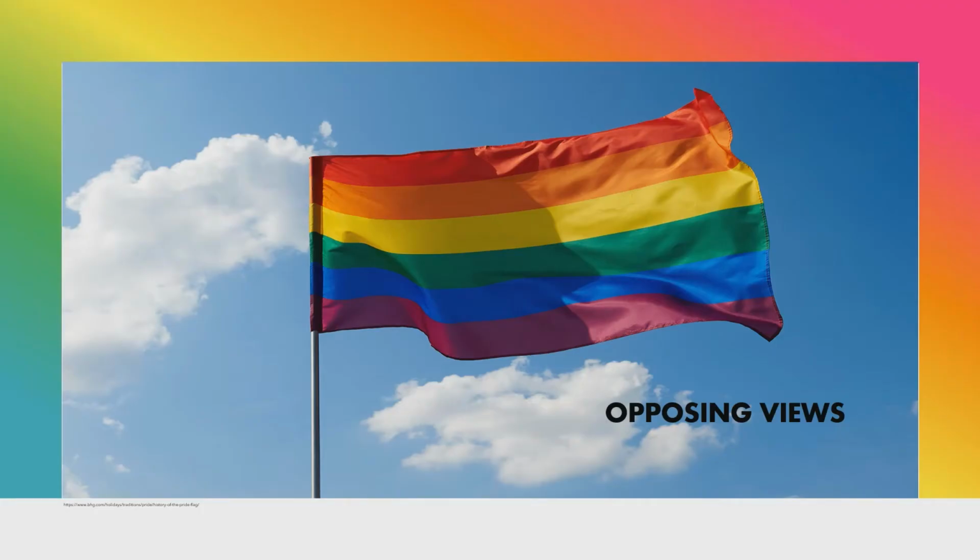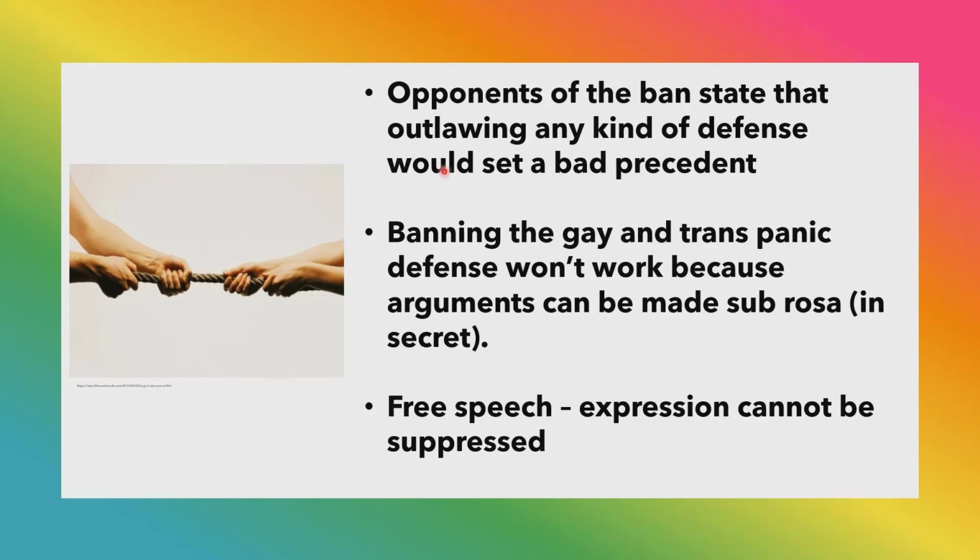All right, we're going to talk about a few opposing views, and while there's not many, they are still worth mentioning. Mainly, opponents of the ban state that outlawing any kind of defense would set a bad precedent, and that's just not something they want in the legal field. Banning the gay and trans panic defense, they argue, won't actually work because arguments can still be made sub rosa, meaning in secret. It's when you're saying something without saying it directly, so there's a way around it. And last, free speech expression cannot be suppressed. A lot of people argue that you can't take away someone's First Amendment right.